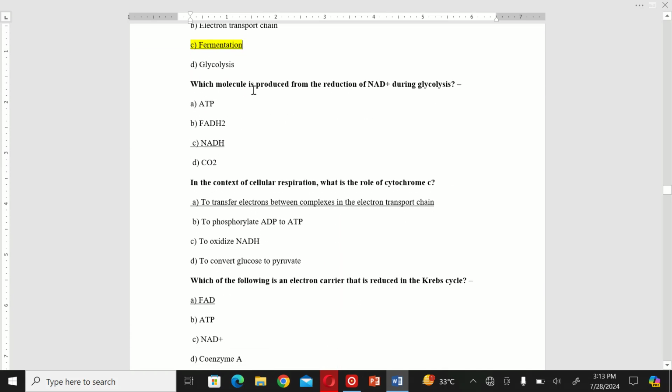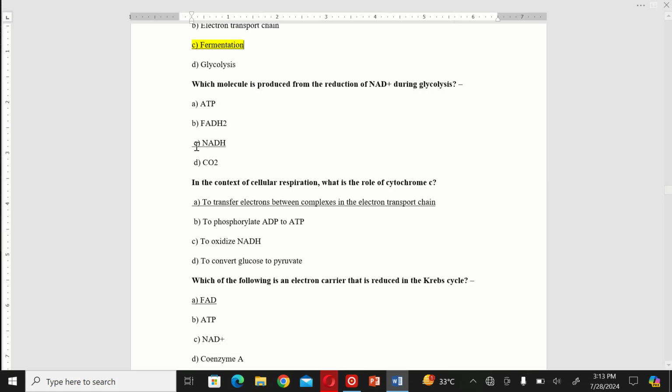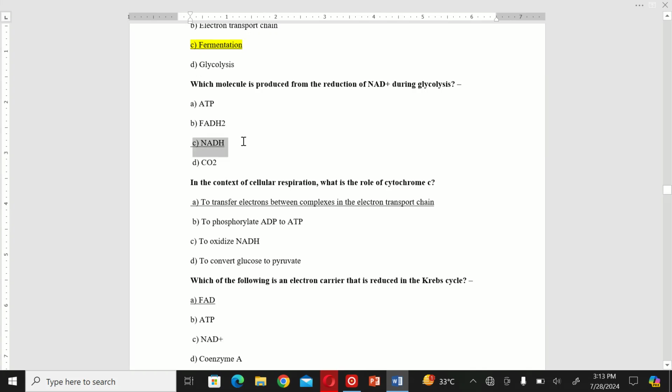The next MCQ is which molecule is produced from the reduction of NAD plus during glycolysis? A. ATP, B. FADH2, C. NADH, and D. CO2. So the correct option is C.